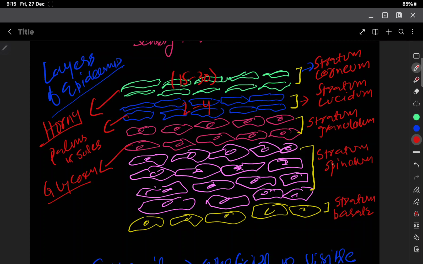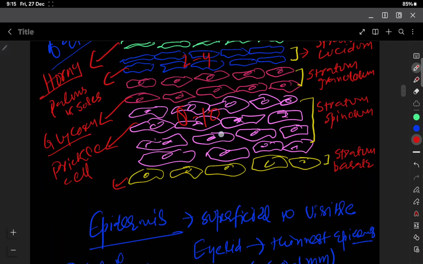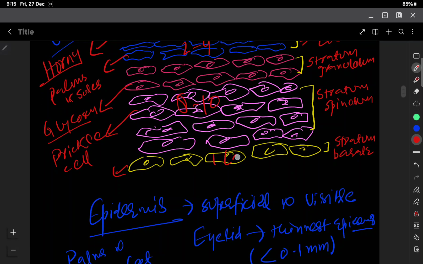Then we have the stratum spinosum, which is also called the prickle cell layer, and it has 8 to 10 layers. So 15 to 30, 2 to 4, 8 to 10 layers are present. And stratum basale is a single layer, only one layer, and it is called the germinative layer. All other skin layers are derived from here, that's why it's called the germinative layer.